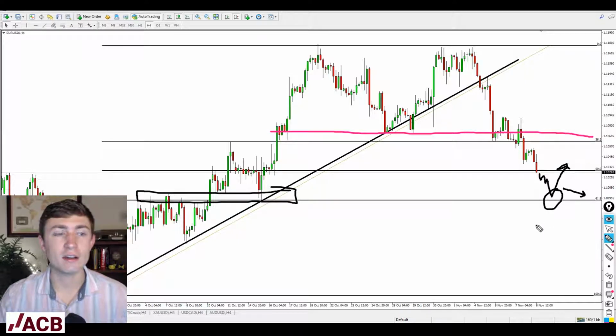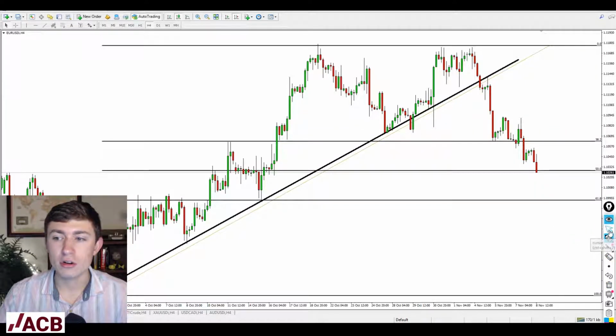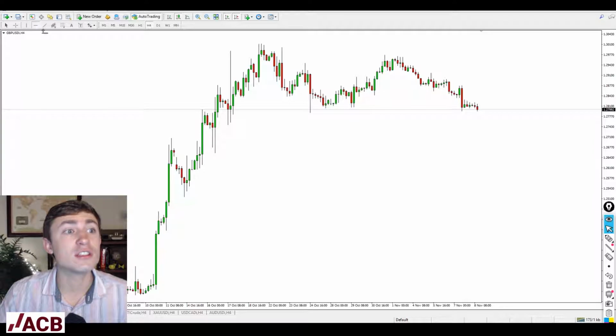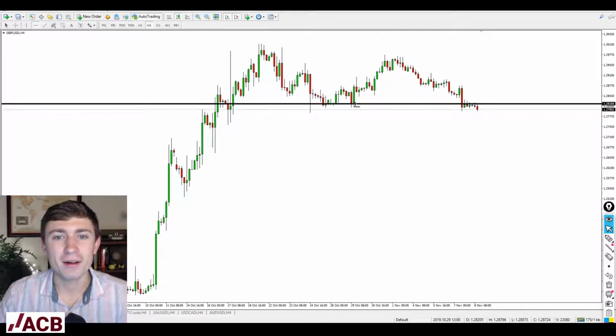That's just one idea that I have on Euro USD. Of course, trade your own setups, but that's just my analysis on the pair. GBP USD also looking to sell off here.